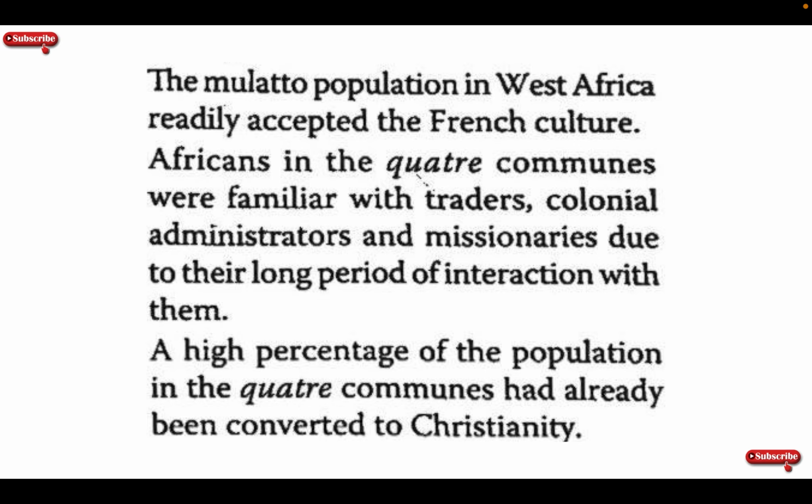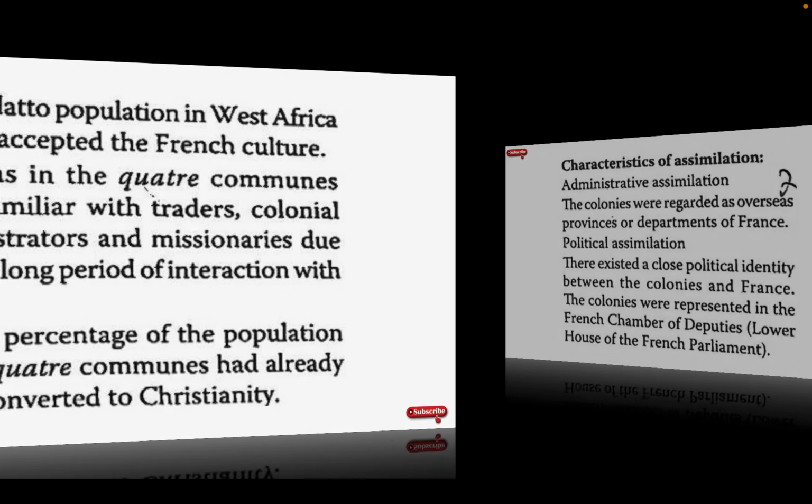The mulatto population in West Africa rarely accepted the French culture. Africans in the four communes were familiar with traders, colonial administrators, and missionaries due to their long period of interaction with them. A high percentage of the population in the four communes had already been converted to Christianity.